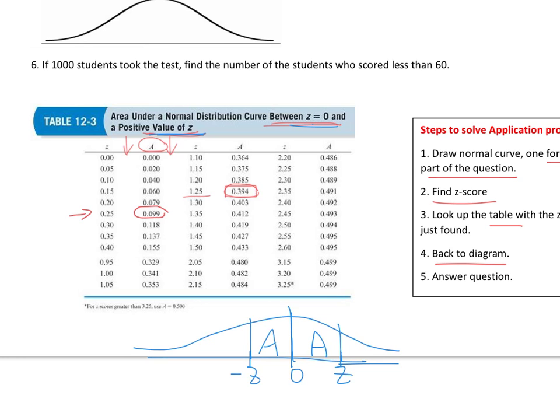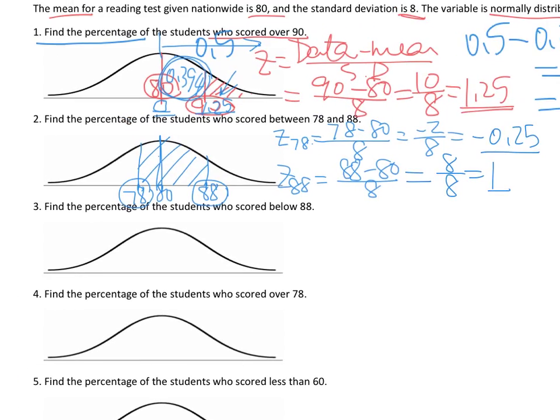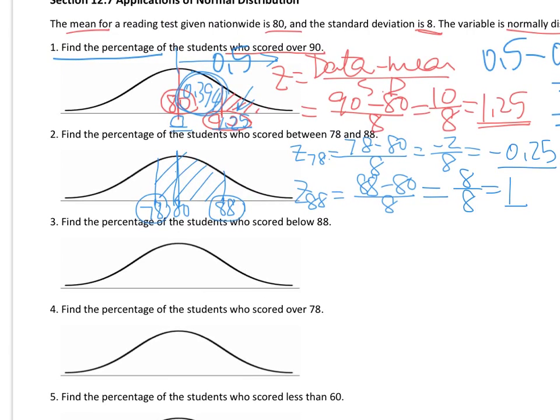Let's go back to the diagram one at a time. Okay, so we go back here. 0.25 or negative 0.25 comes with a value of 0.099. And the 0.099, in fact, belongs to this region. So where does that belong? In between these two values, so between 78 and 80. So if I have to write in there, it's going to be 0.099 in this region.